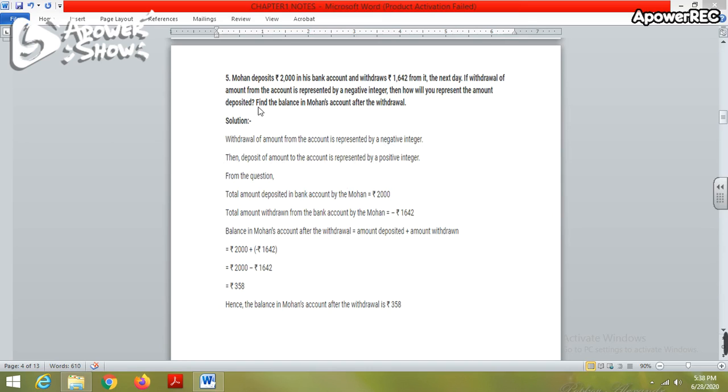Now the second part says find the balance in Mohan's account after the withdrawal. So he deposited 2000 rupees, and on the next day he withdrew rupees 1642 from the bank account. So what is the balance in Mohan's account? For this you have to subtract 1642 from 2000. So 2000 minus 1642 equals 358. So this is the balance in Mohan's account after withdrawal.